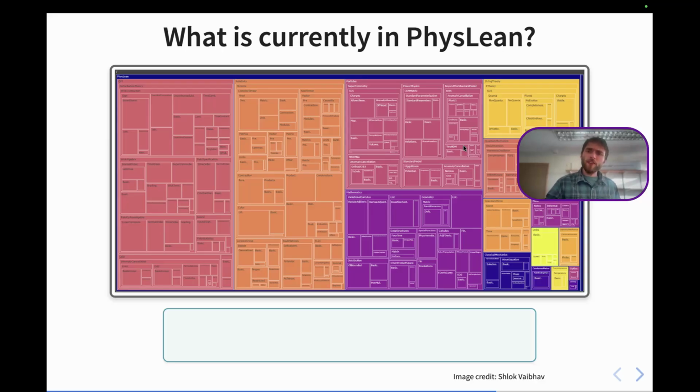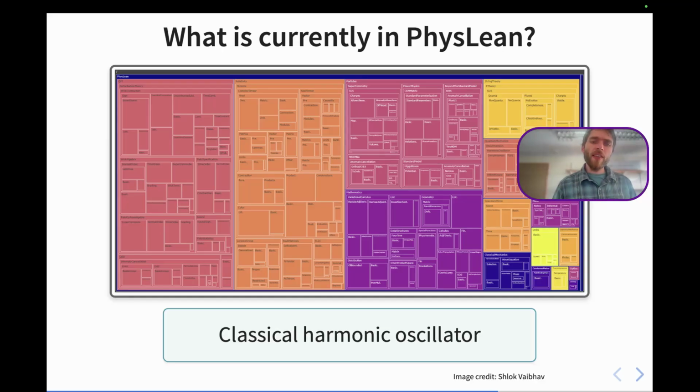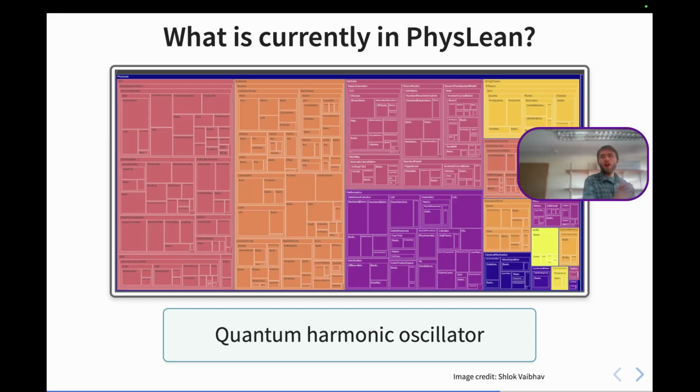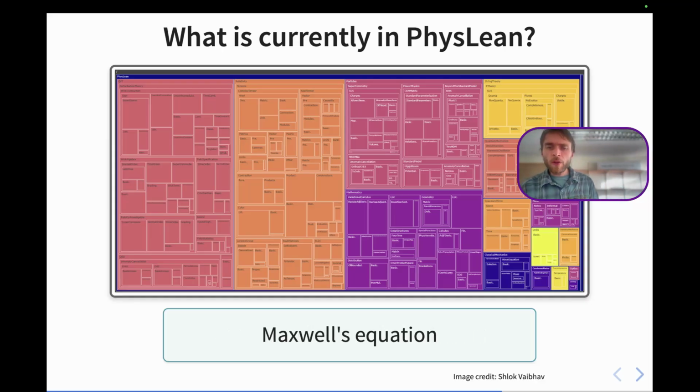To give you some specific results you may be familiar with within PhysLean, we've got the classical harmonic oscillator that is derived completely from its Lagrangian and variational calculus to get you the solutions and to show properties of those solutions. We've got the quantum harmonic oscillator with this infinite dimensional Hilbert space you may be familiar with, these square integrable functions. We've got Maxwell's equations, both in terms of functions and these secret things that mathematicians like to call distributions, which allow you to do things like the Dirac delta function.